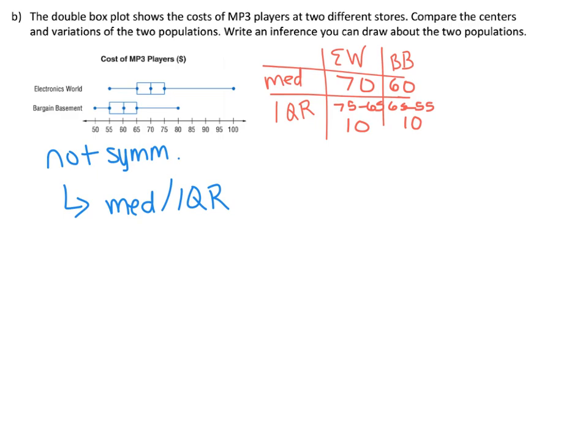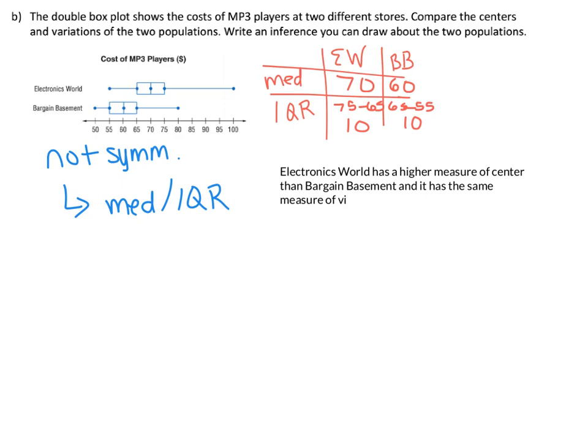Okay, so comparing the populations, we can say electronics world has a higher measure of center than bargain basement, and it has the same measure of variation as bargain basement. That's our comparison. Now we're talking about the cost of MP3 players.